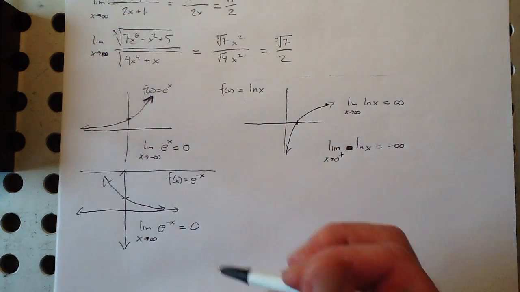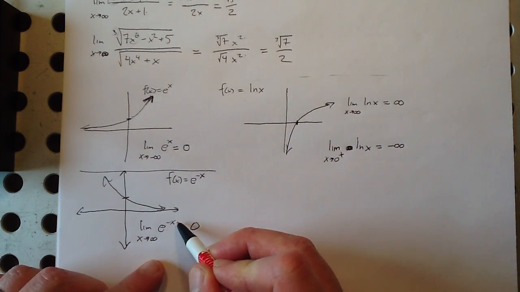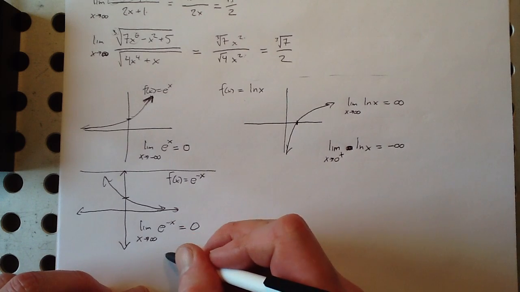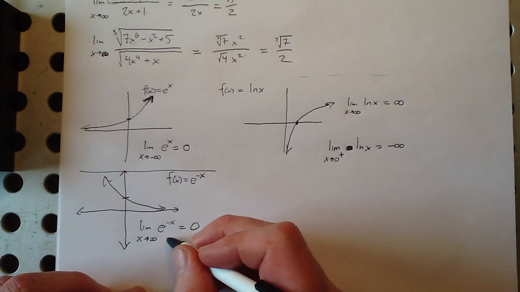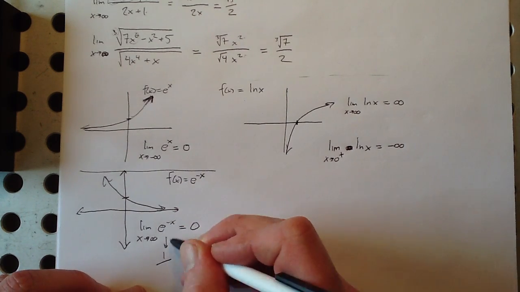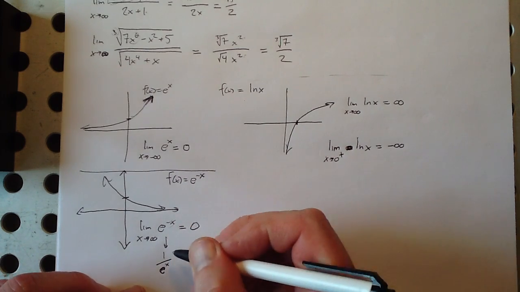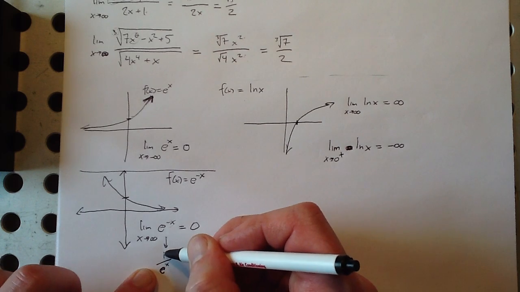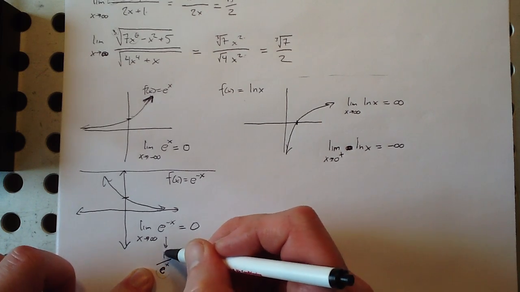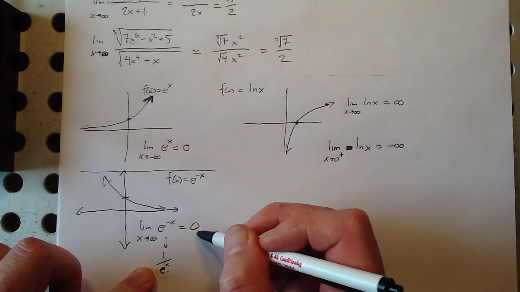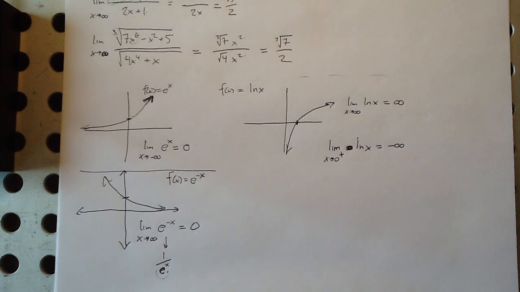That should make sense, right? Because e to the negative x is the same as 1 over e to the x. Isn't that what negative exponents do? They flip things over. And if you plug infinity into this, this is 1 over something that's blowing up, and we know that, just like 1 over x, that's going to be 0.